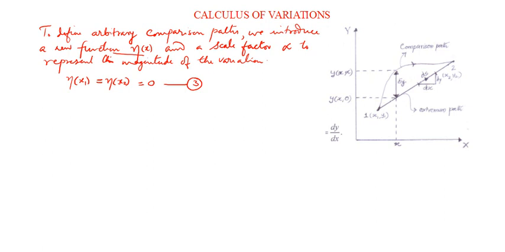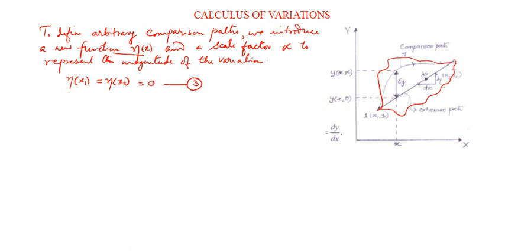And you can clearly, logically understand why eta of x1 and eta of x2 should be equal to 0: in order to ensure that all the varied or comparison paths pass through the fixed endpoints. The endpoints are fixed. So when eta of x1 and eta of x2 are equal to 0, we can ensure that whatever comparison paths we take, all of them will pass through the points 1 and 2.